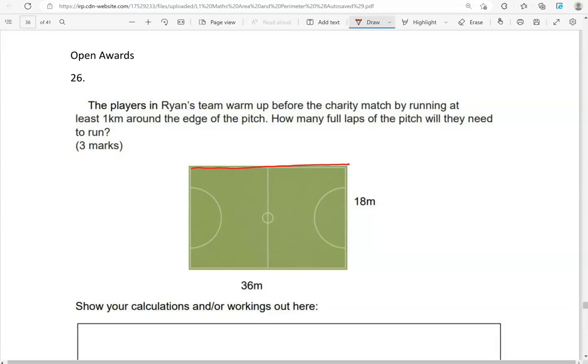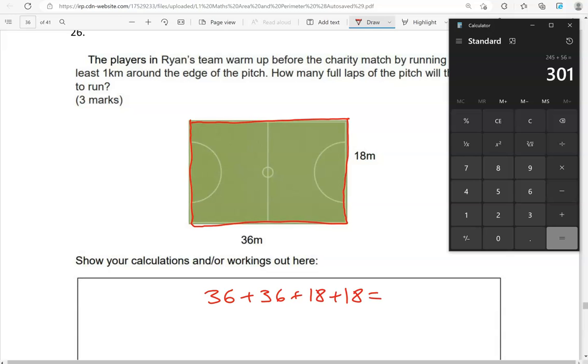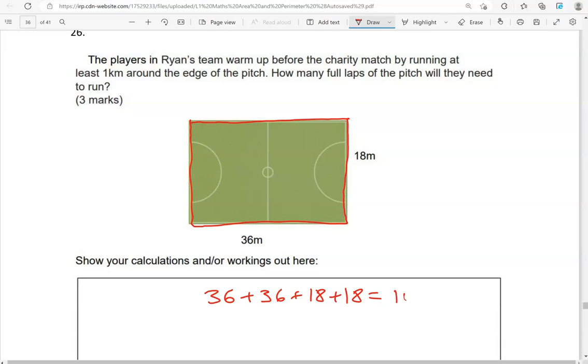This is 36 meters. This is 18, 36 and 18. So we add 36 plus 36 plus 18 plus 18, which is 108 meters. So one lap is 108 meters.